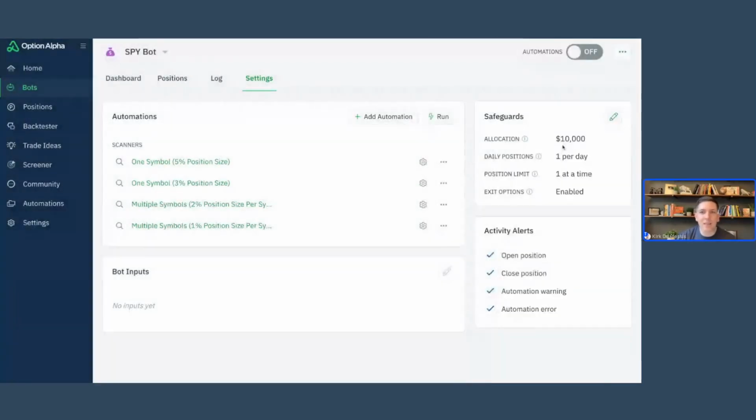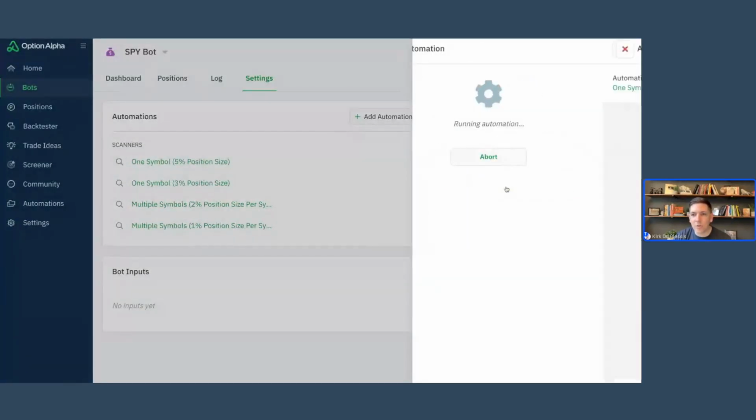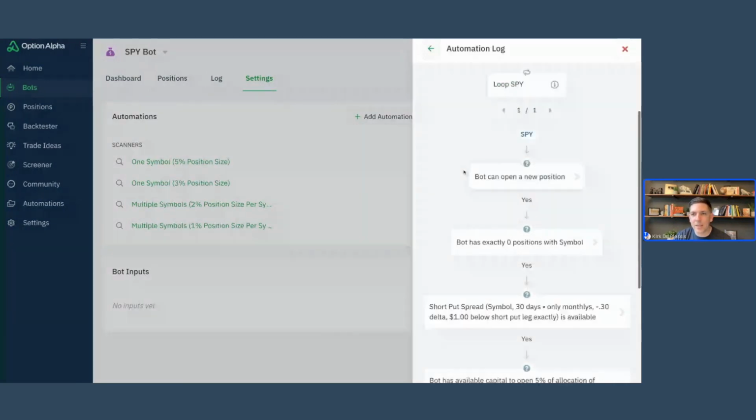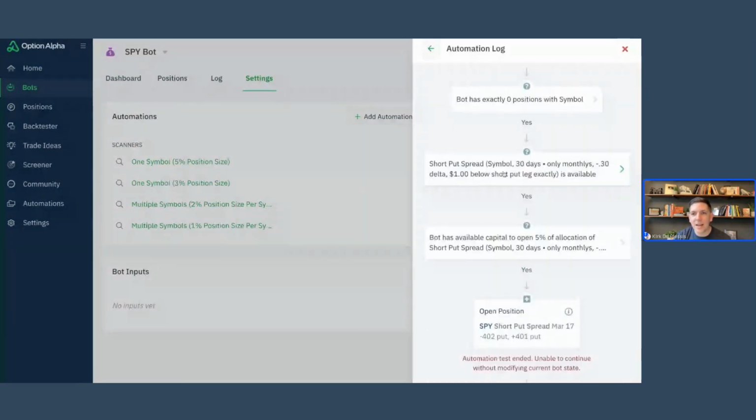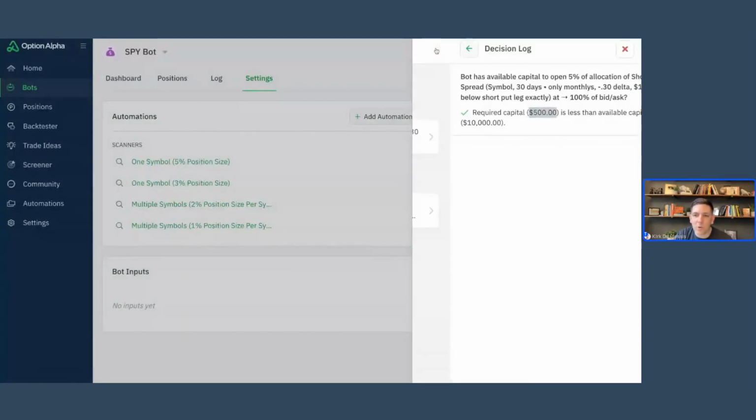I can test this allocation of 5 and 3% by just clicking on this and running a test for 5%. I can start that test and it will go through and say things like, is this position available? Yes. Does the bot have enough capital? Yeah, because 5% of my $10,000 is what? $500. 5% of $10,000 is $500. And the bot has way more capital available than it actually needs for this position. So it would open a position.